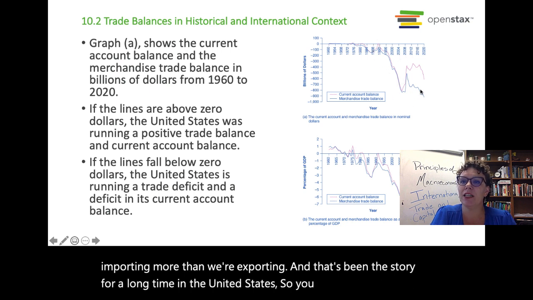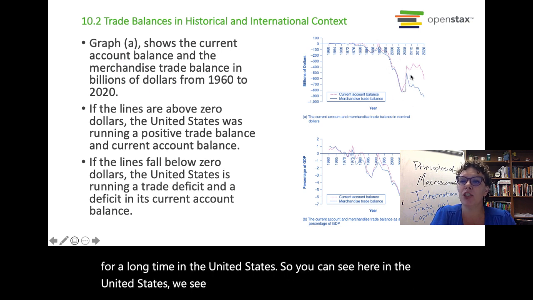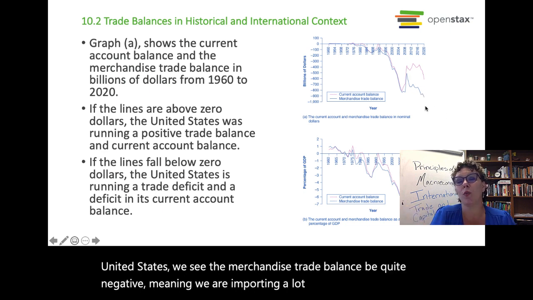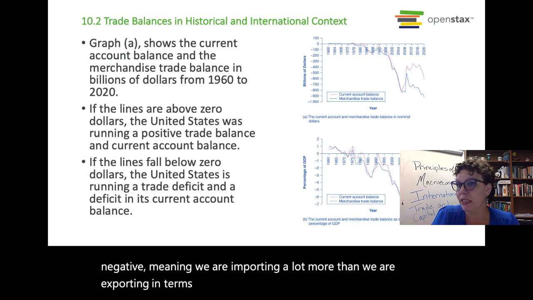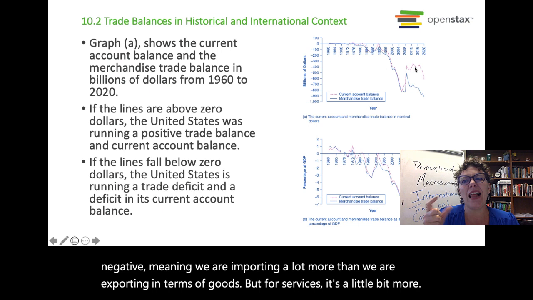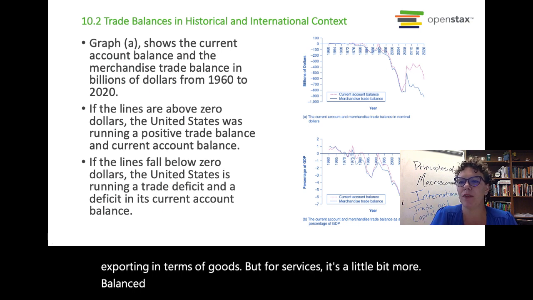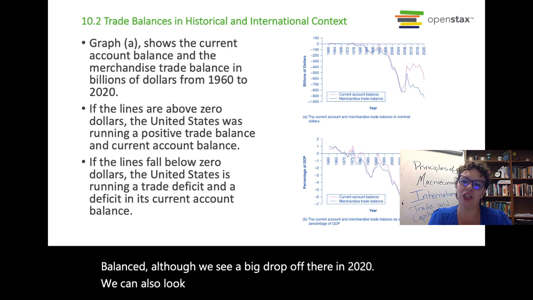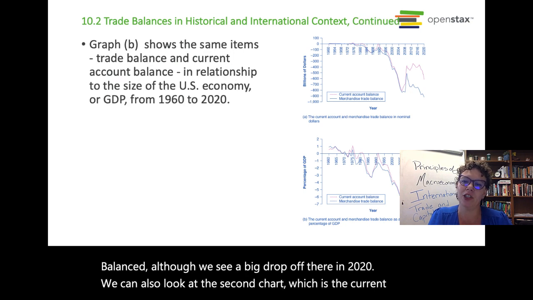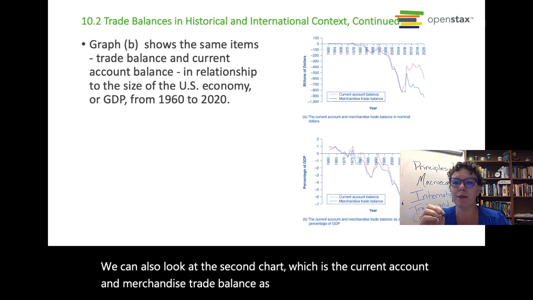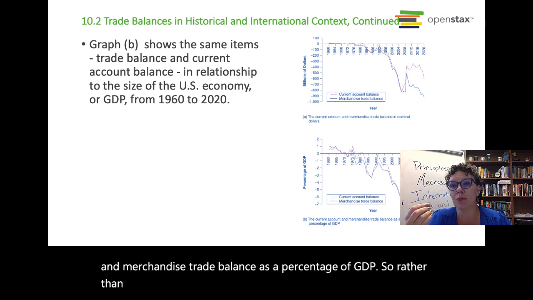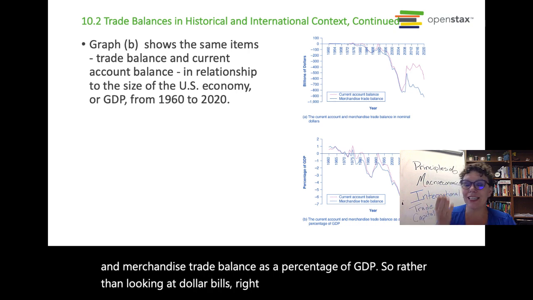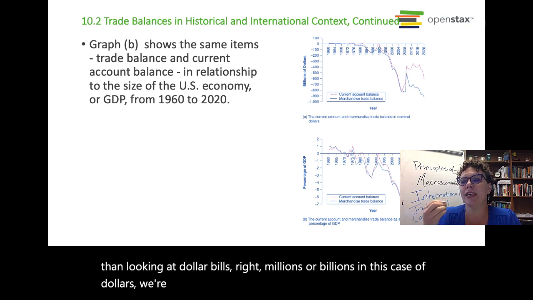So you can see here in the United States, the merchandise trade balance is quite negative, meaning we are importing a lot more than we are exporting in terms of goods. But for services, it's a little bit more balanced, although we see a big drop off there in 2020. We can also look at the second chart, which is the current account and merchandise trade balance as a percentage of GDP. So rather than looking at millions or billions of dollars, we're just going to look at it as a percentage of our growth.